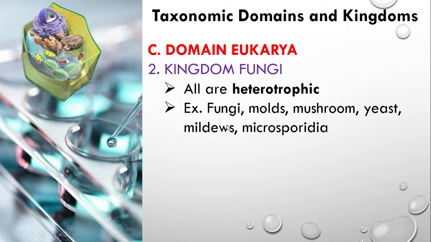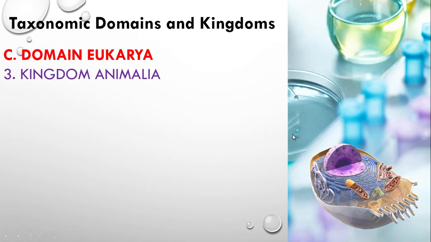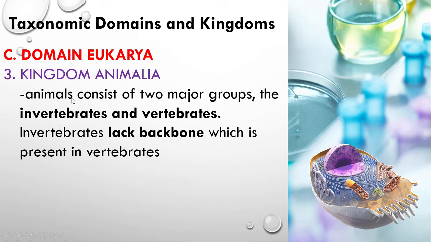It's a fungi, mildews, and microsporidia. Okay? Another kingdom under domain Eukarya is the kingdom Animalia, or the animals in which we belong. Okay? So animals consist of two major groups, the invertebrates and vertebrates. Invertebrates lack backbone, which is present in vertebrates. Okay? So again, like fungi, kingdom Animalia are also heterotrophic.